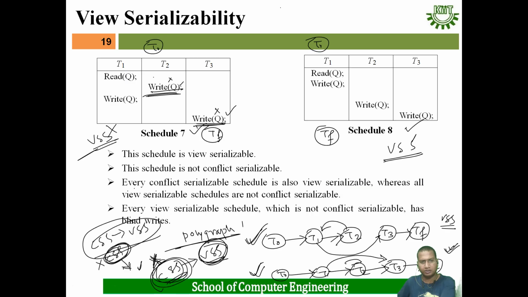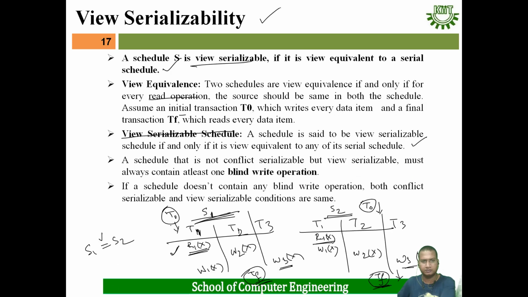And another thing I want to tell you here: a schedule that is not conflict serializable but view serializable must always contain at least one blind write operation. This you have to remember. And if a schedule does not contain any blind write operation, both conflict serializable and view serializable conditions are the same. Okay. That means if a blind write operation is not present, if a schedule is conflict serializable, then it is view serializable. If it is not conflict serializable, then it is also not view serializable.